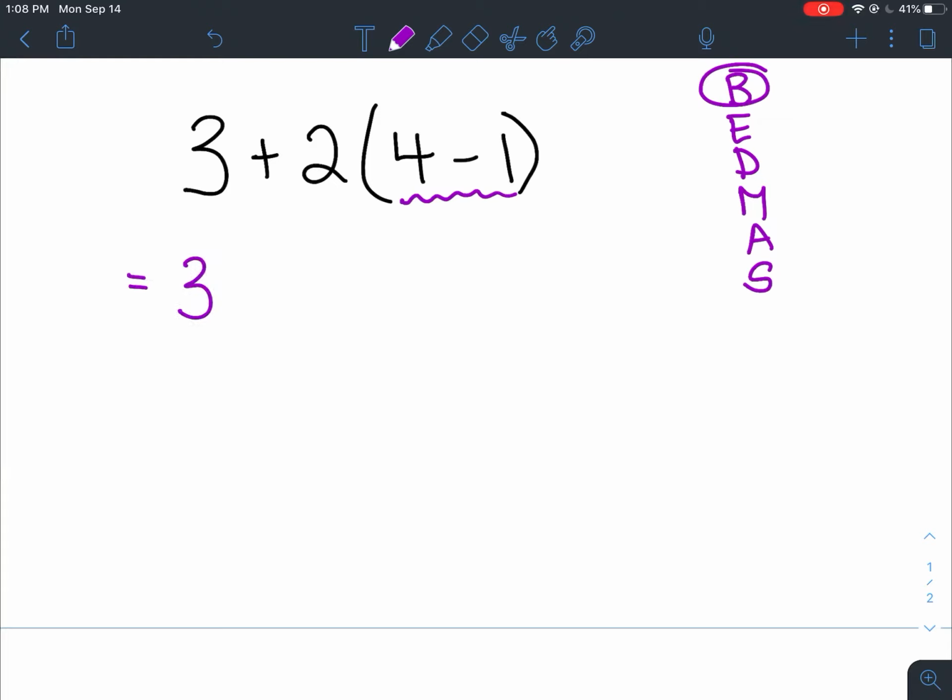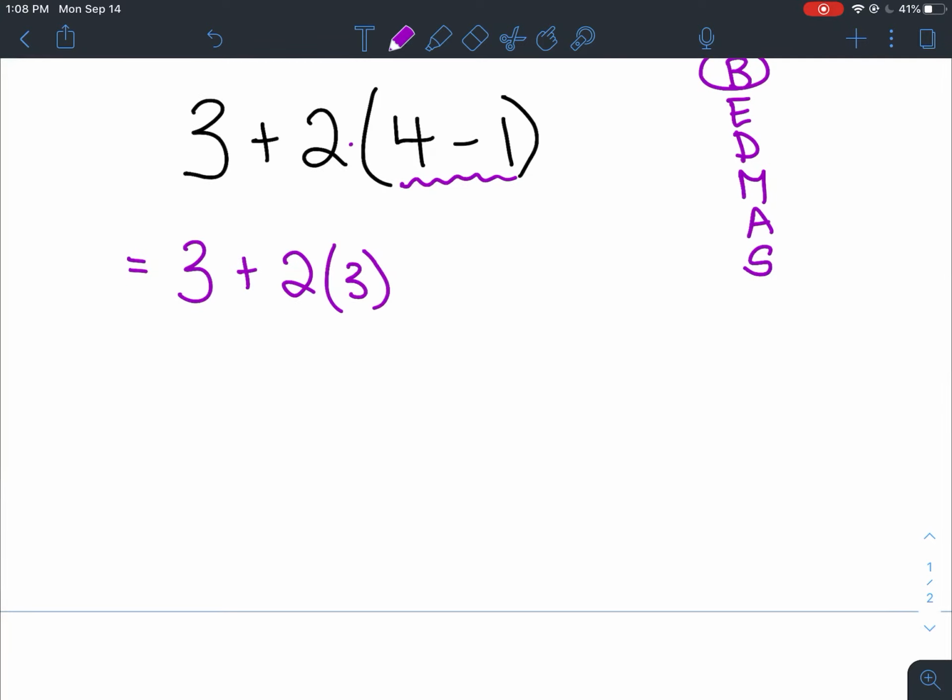So 3 plus 2, I'll just leave it. And 4 minus 1 is 3. I'm actually going to leave it in a bracket though, and the reason I'm doing that is because there's no real sign in between this. So the brackets will just indicate that you're going to be multiplying.